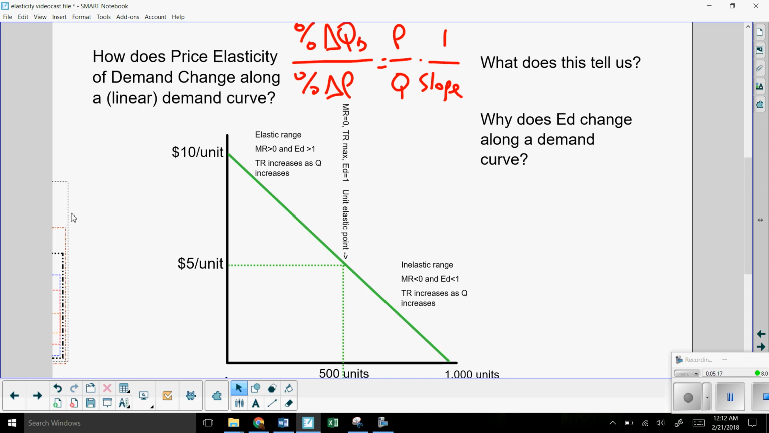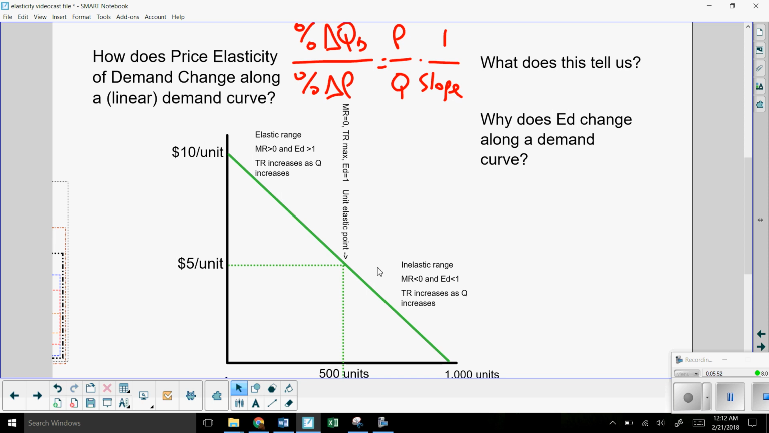Okay, and we could start by thinking about what that value of ED would be at various points. We could try to calculate it. We know that the slope here is always negative 1/100th. And if we were to take P over Q, $5 over 500, and multiply it by 1 over negative 1/100th, or basically multiplying it by 100, we're going to get a value of -1.